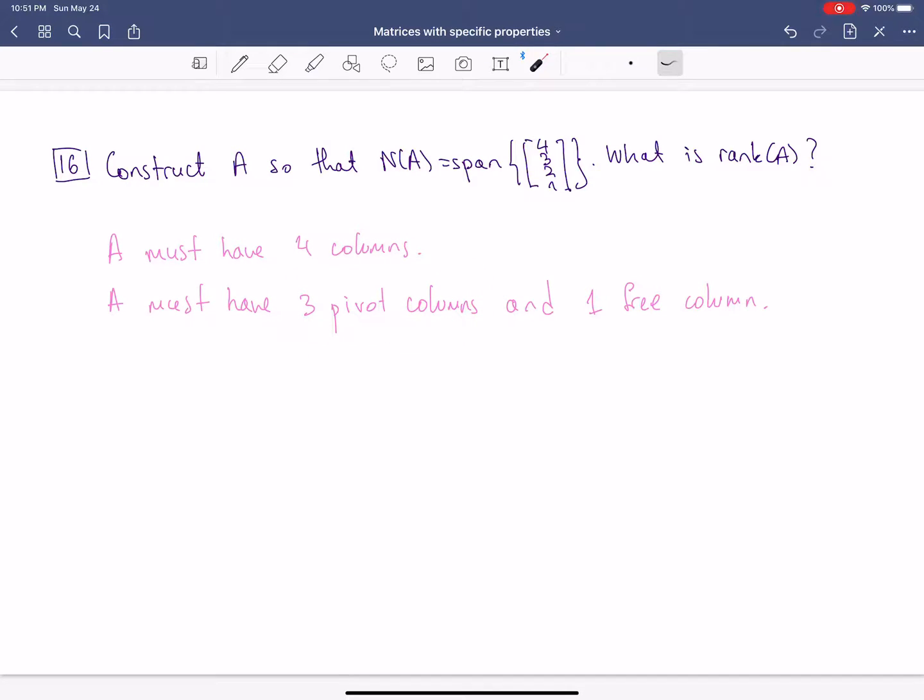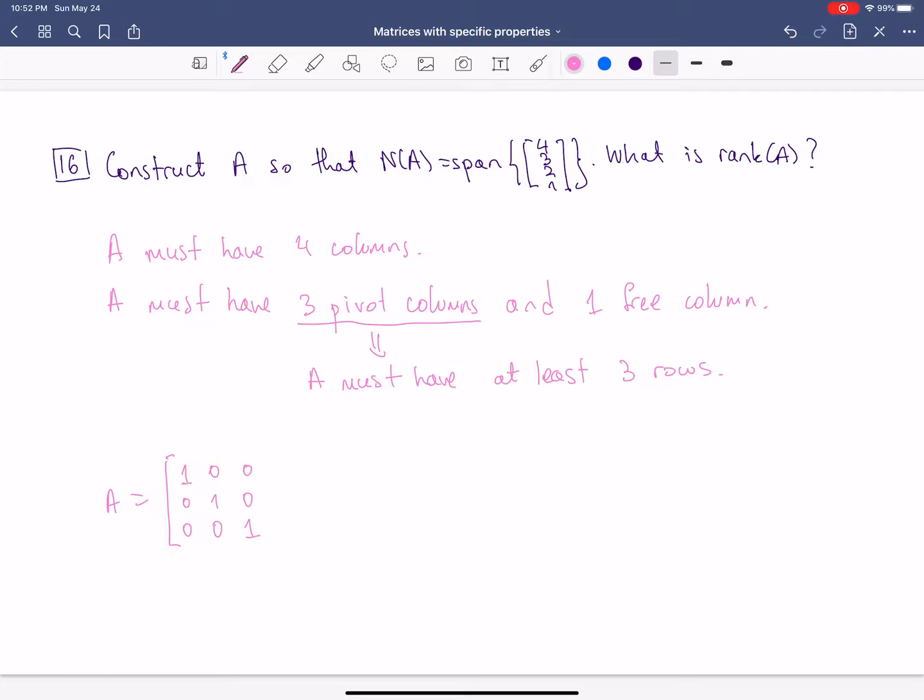Well, you have to have at least 3 rows. So these 3 pivot columns imply that A must have at least 3 rows. It could have more, but it has to have at least 3 rows. So we're trying to construct the easiest example possible, at least I am. So I'm going to start with the first 3 columns. I'll take them from the identity matrix and I'll stick with 3 rows because why not? So I'll do 1, 0, 0, 0, 1, 0, 0, 0, 1.